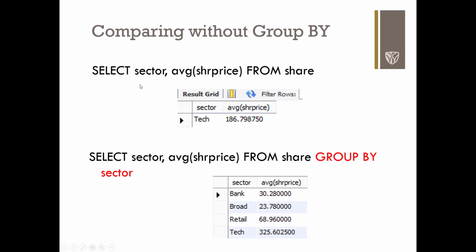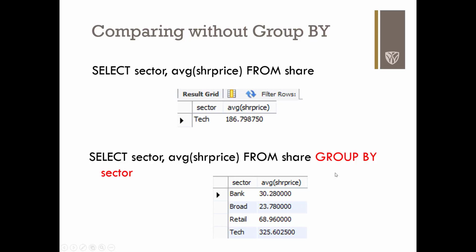If we run select sector, average share price from share, and just leave it at that, we get a single value, so we've got average share price. What do you think this average share price represents? Well, it's actually the average share price for all of the shares that are in our table. This sector with tech showing is actually rather meaningless, because that value is just the sector name for the very first share in the table.